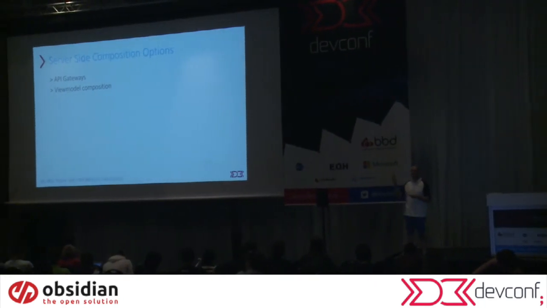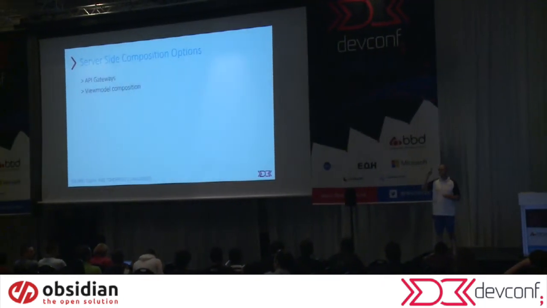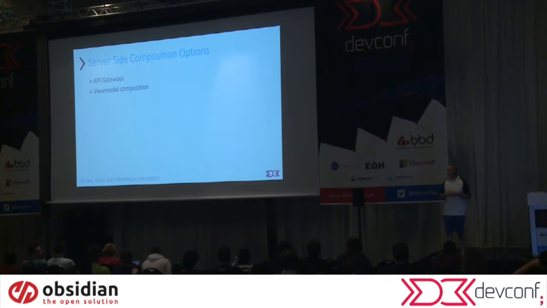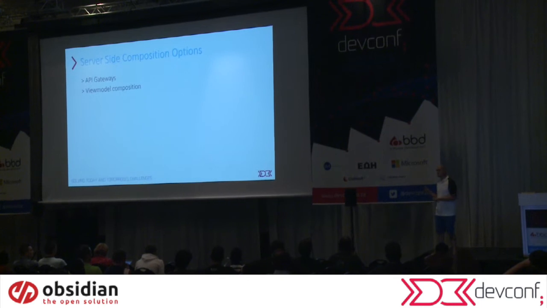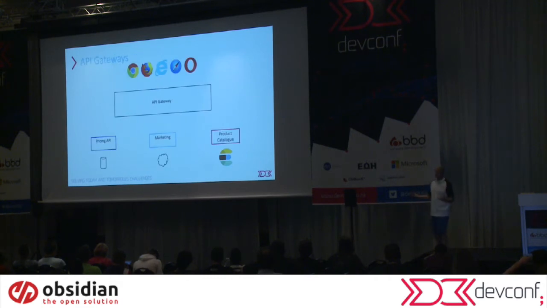Anyone worked with API gateways before? We've got a few of you, excellent. So spoiler alert, I tend to think view model composition is a little bit better in most situations. Obviously, it depends on the environment that you're in, though. So API gateways, what do I mean by an API gateway?